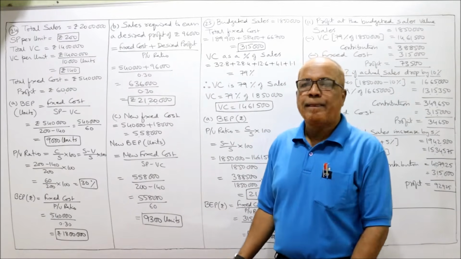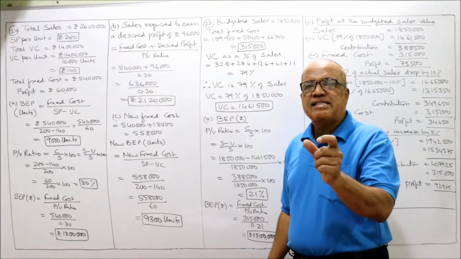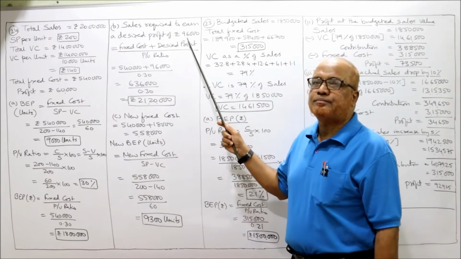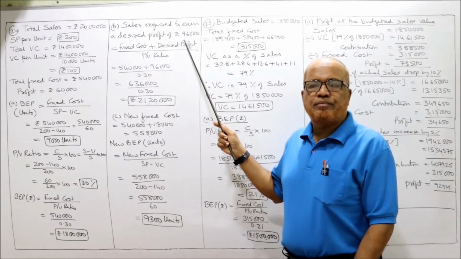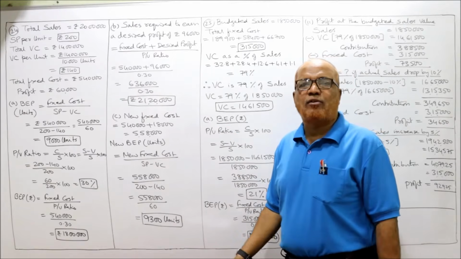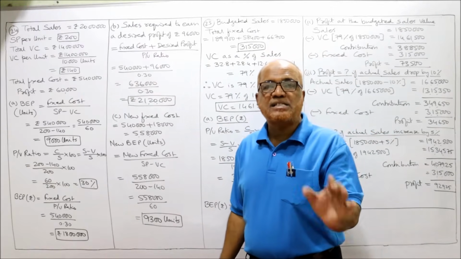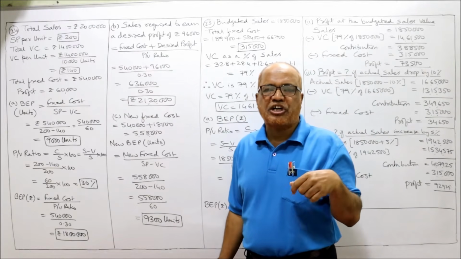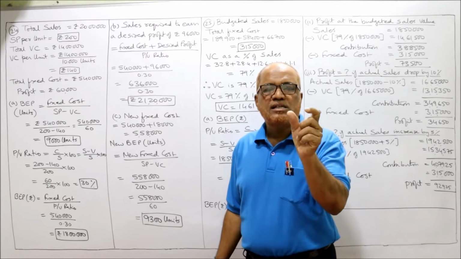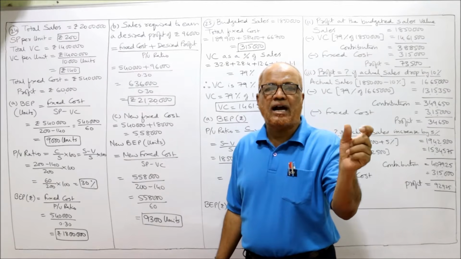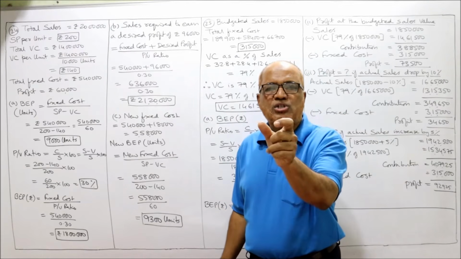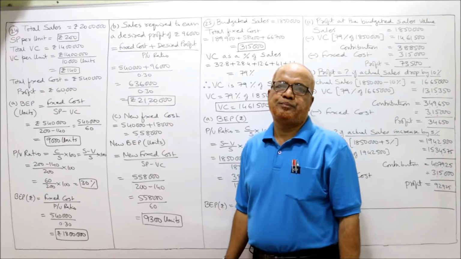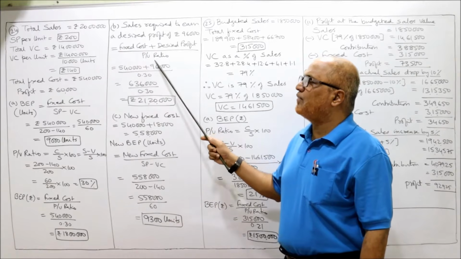First question completed. Second question is asking you sales required to earn a desired profit of rupees 96,000. Second bit, B bit, sales required to earn a desired profit of rupees 96,000. Formula number 6. I have given 7 formulas in the first video, introduction. The 6th formula is sales required to earn a desired profit. The formula is fixed cost plus desired profit divided by PV ratio.